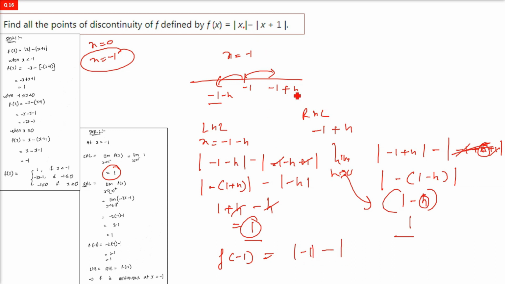So what is the value of the function at -1? Just put x as -1. What do you get? This value. I'm just replacing x by -1. The value of the function at -1. So one time you get 1, one time you get 1, third time you also get 1: left hand limit, right hand limit, and also the function value at -1. All the values are 1, so f is continuous at x equals -1.